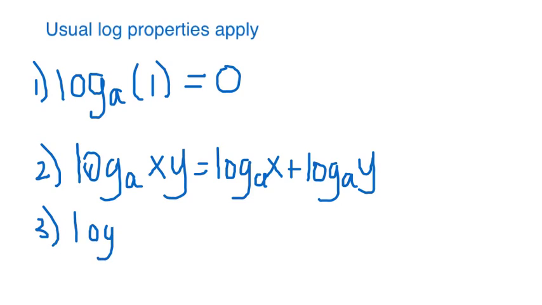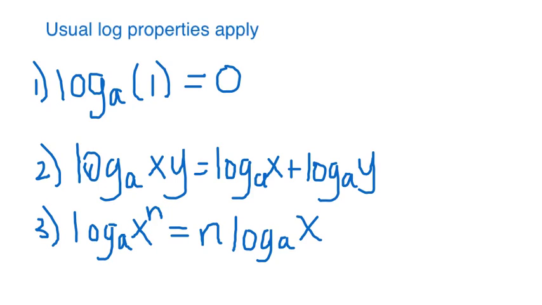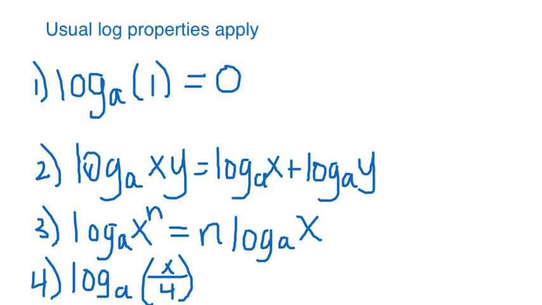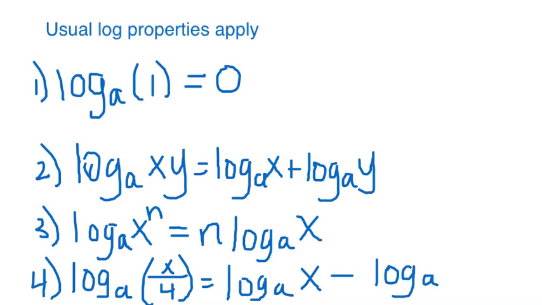log base a of x to the n power is our power rule. We can bring that power in front and write it as a coefficient, as n times log base a of x. And then finally, we have our division property. So if we have log base a of, let's say, for example, x over 4, we can rewrite this using subtraction as log base a of x minus log base a of 4.